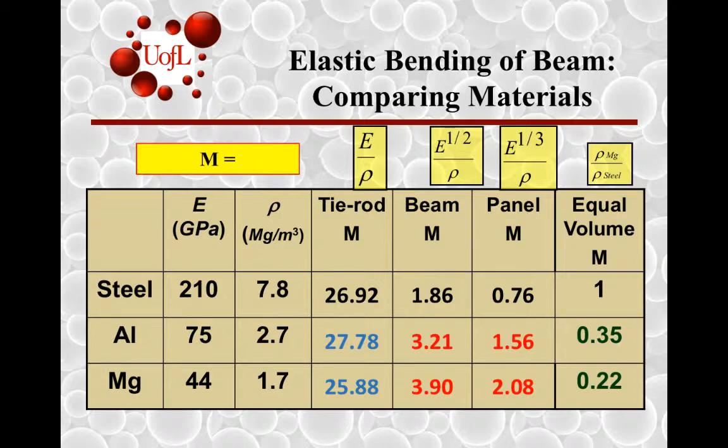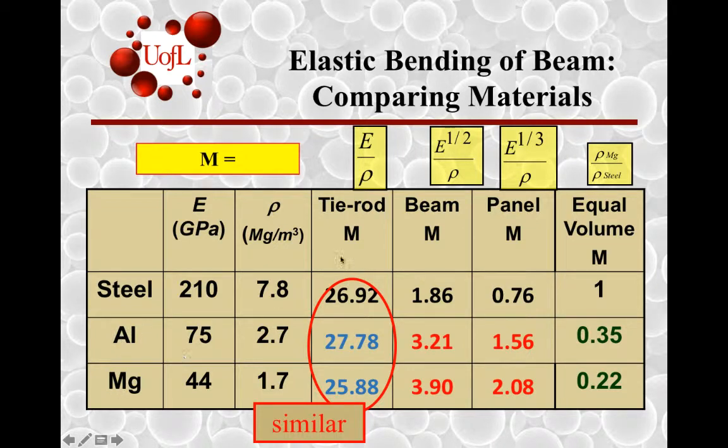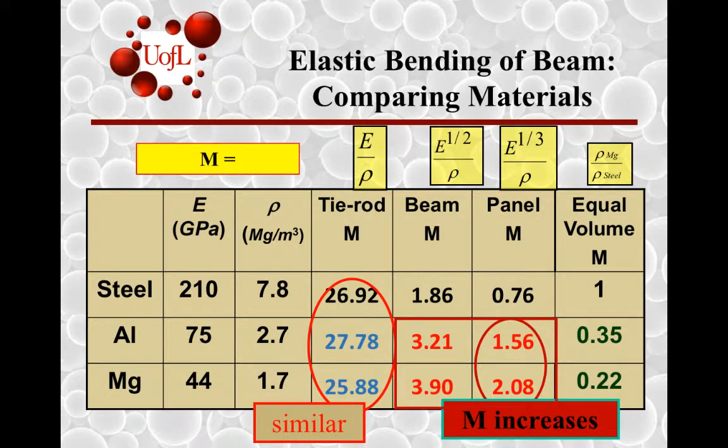Now, here are the trends that you end up seeing. Based on the E by rho material index for a tie rod, it really does not matter whether you swap it from steel to aluminum or magnesium. Your performance is not going to get compromised. However, if you now go to a beam or a panel, it turns out that if you go to aluminum or magnesium, the material index actually increases, and for the same scenario, you actually have a higher performing part by swapping it out. So you can minimize the mass more effectively by going to magnesium.